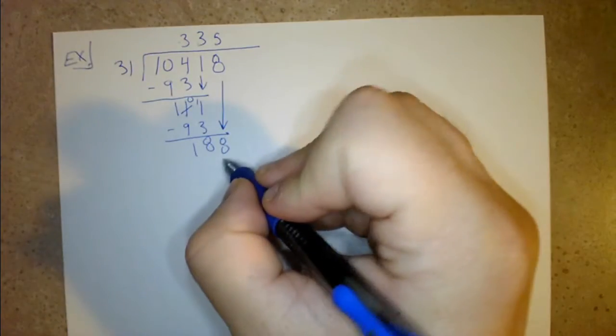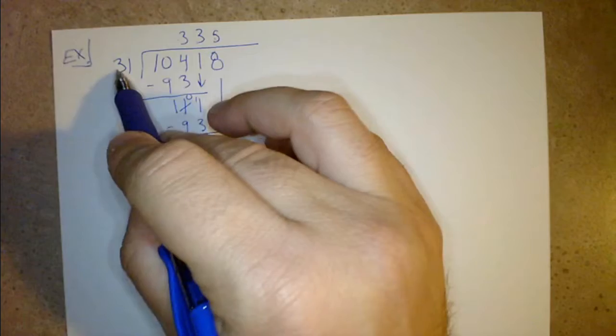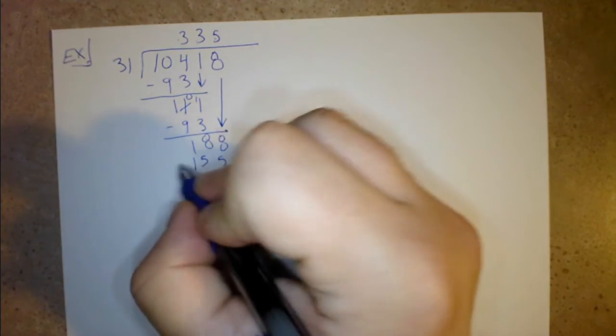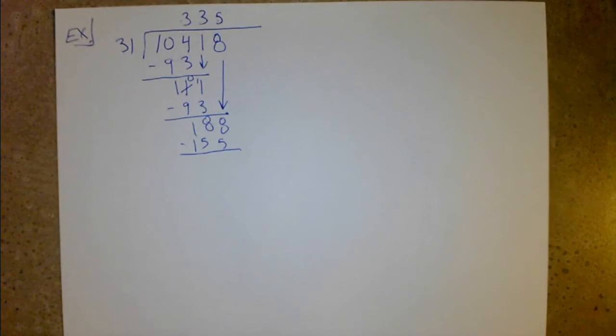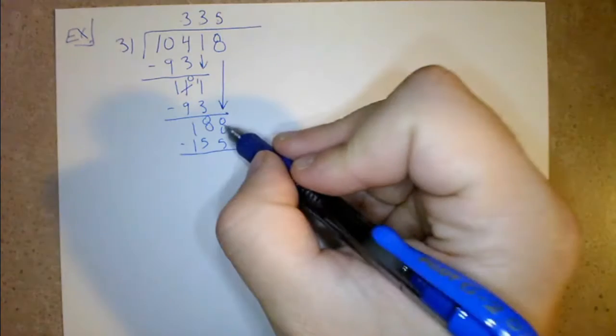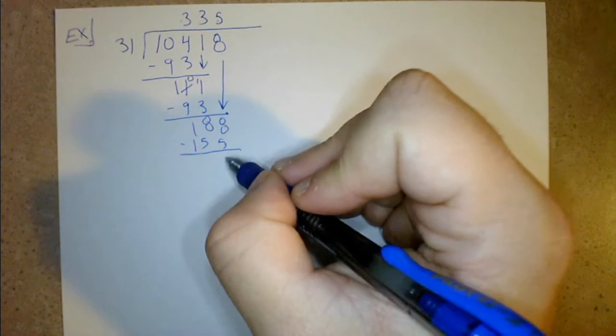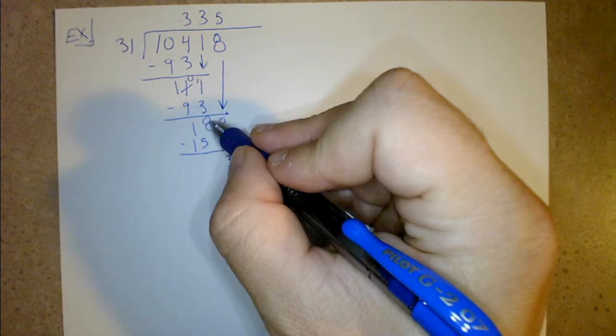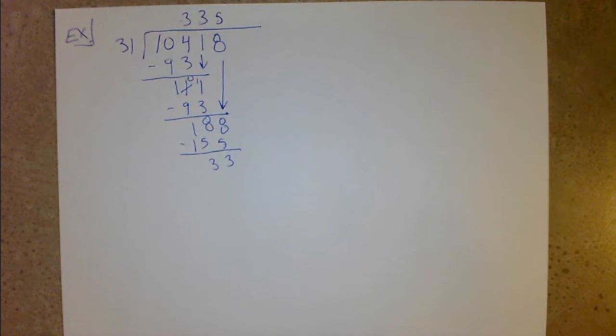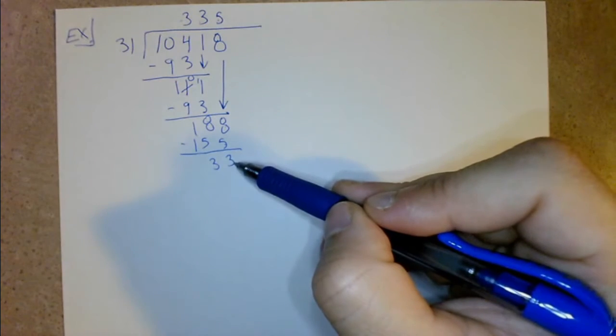5 times 1 is 5. 5 times 3 is 15. And now let's subtract these two quantities. All right? 8 minus 5 is 3. Uh-oh. I'm going to pause here. Let's see if you can see what's wrong. My remainder is too big because my divisor was 31. So 5 wasn't big enough, and that's totally fine.